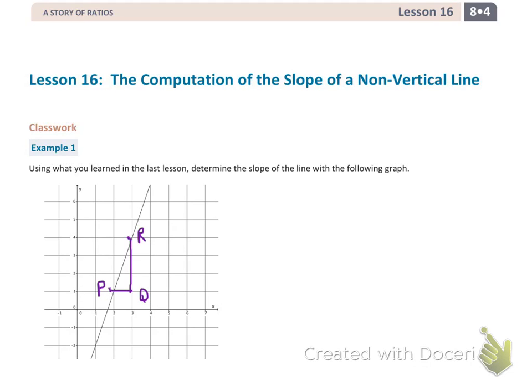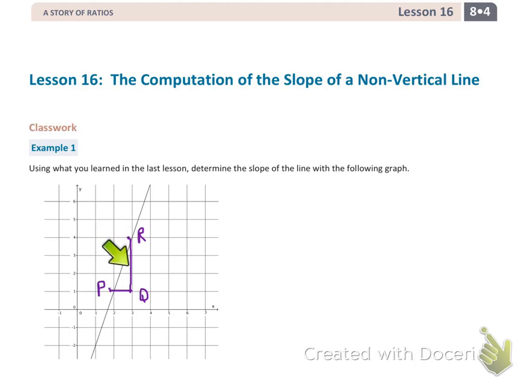We can tell because the line crosses at a point on the grid where we can read the coordinates. The coordinates of R would be 3, 4, and the coordinates of P would be 2, 1. Okay, and the horizontal distance is 1. So we marked off that, and we know that this distance here, QR, is going to be our slope.